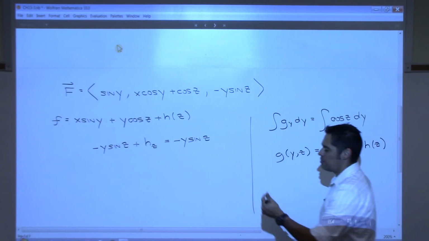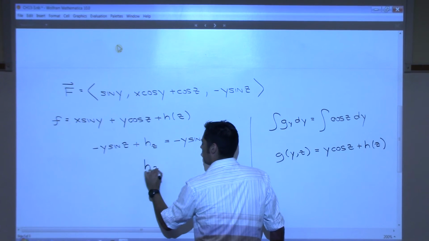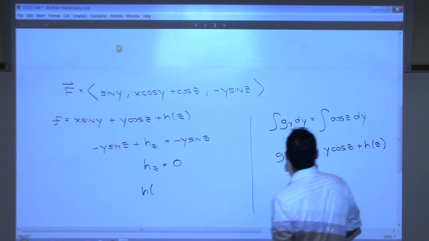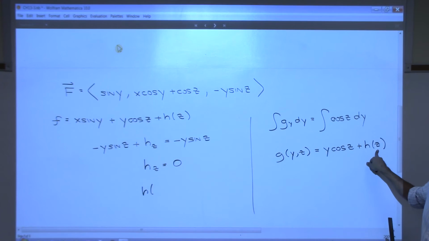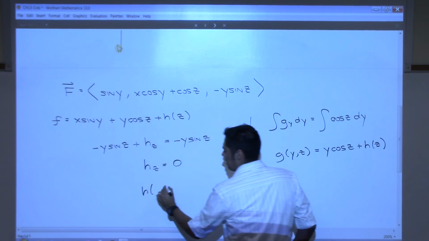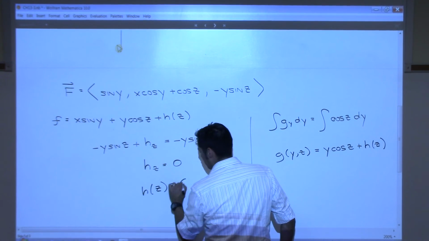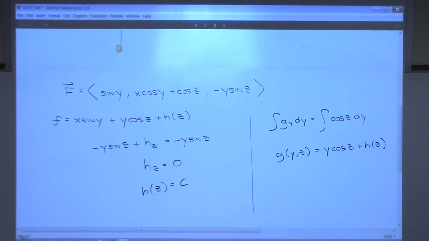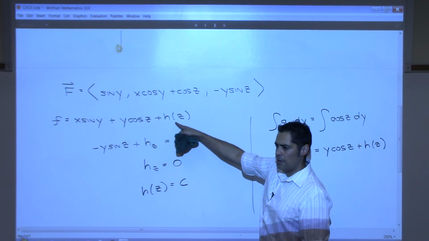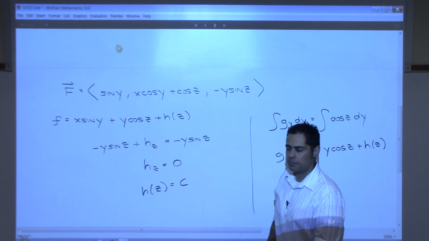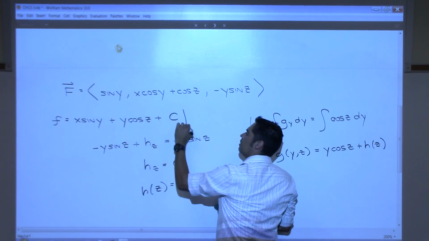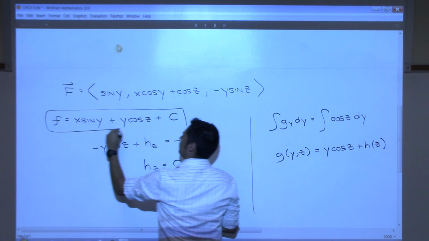All right, and then they cancel, so you get the partial of h with respect to z is 0, which means h of what? Only z. We know h is a function of z only. So h of z must be a constant, right? So you can go back right here, replace that with c, and you're done. So this is now c. There's your potential function.